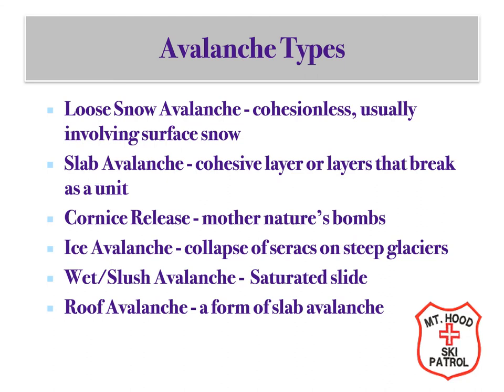Cornice release. Strictly speaking, these are not avalanches, but are a common natural trigger for avalanches. Ice avalanches. Ice avalanches are very common higher up on the glaciers where seracs can break loose. Wet or slush avalanche, very common in the spring. Typically slow moving, but can contain a lot of mass. And last but not least, roof avalanches, which are common on all structures on Mount Hood.